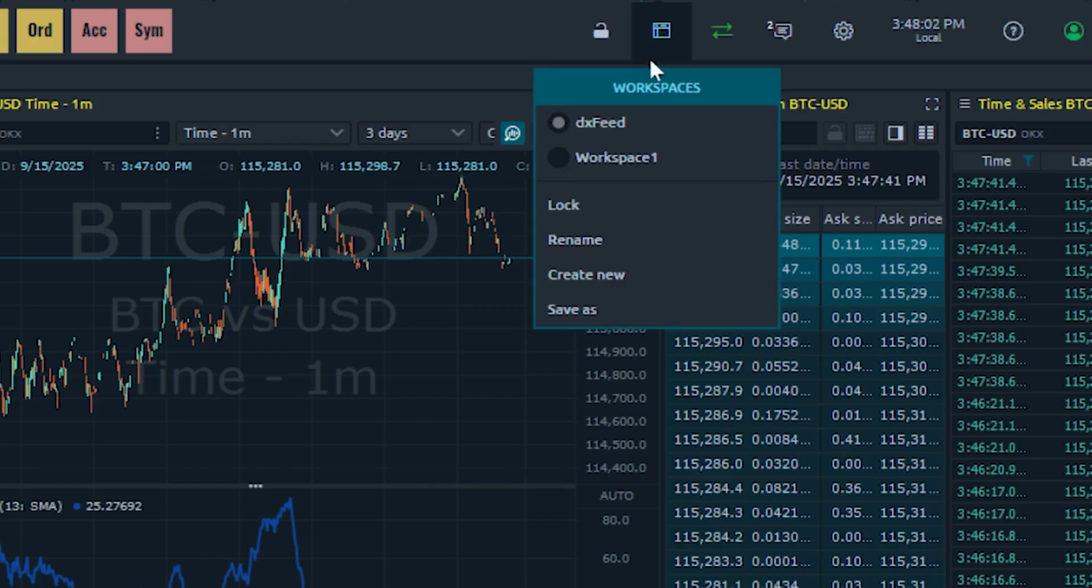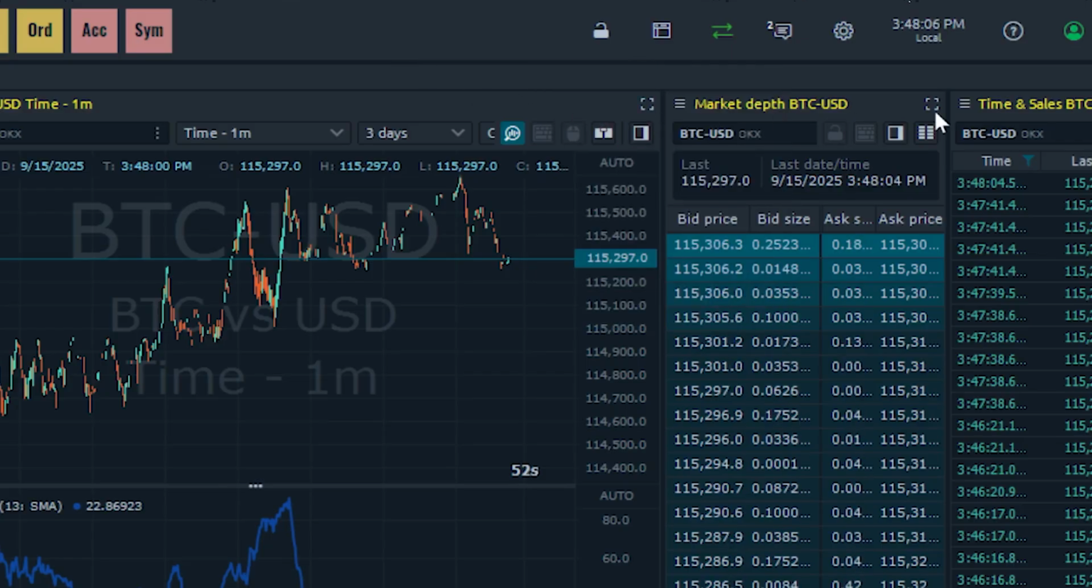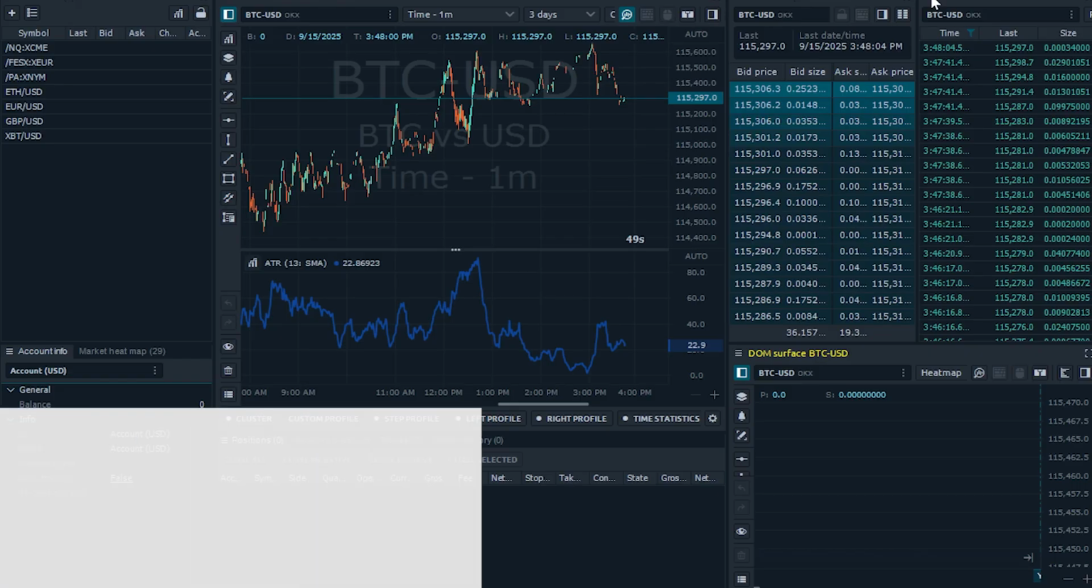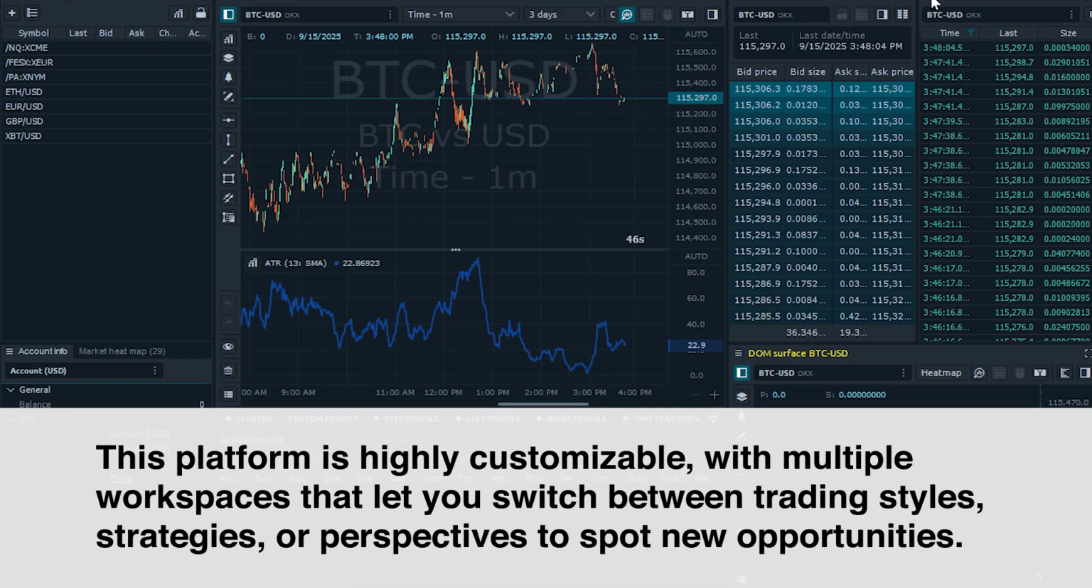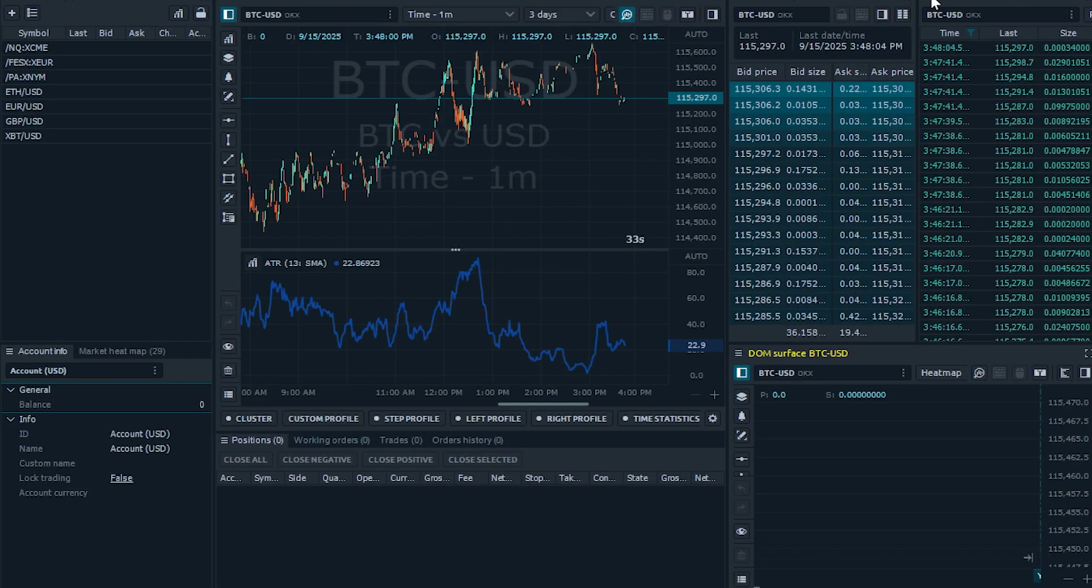It's worth noting you can create any number of custom workspaces. It's really easy to resize or move these panels around. You can duplicate panels, change them however you want. This platform is highly customizable to suit your needs. And I really like having multiple workspaces so you can move between them for different styles of trading, different strategies, or just different ways of looking at the same asset to kind of figure out where the opportunities are.